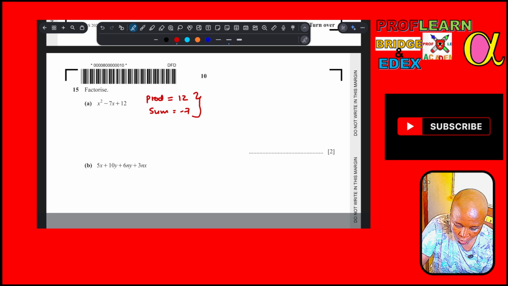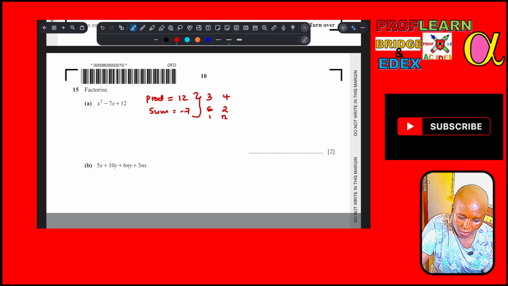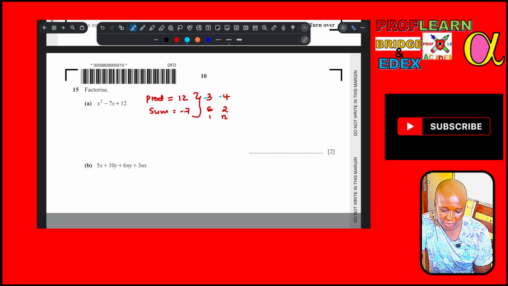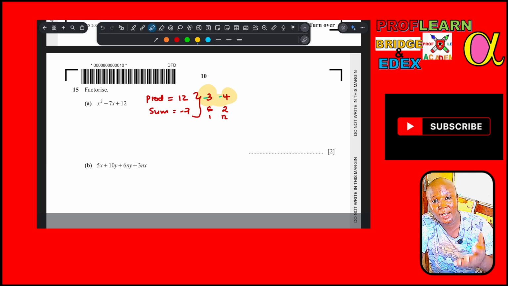What you do there, you need to know factors of 12. Factors of 12 can be 3, 4, 6, 2, 1, 12. Which ones, if you add them, you get 7. But in that case, -7. That's going to be -3 and -4, because -3 times -4. So -4, if you multiply by -3, you are going to get +12. But if you add -3 and -4, you are going to get -7.